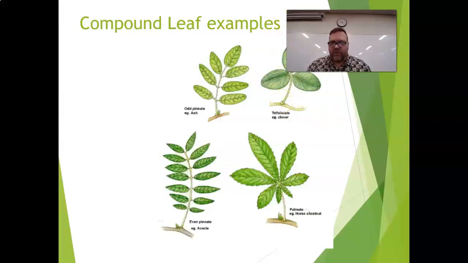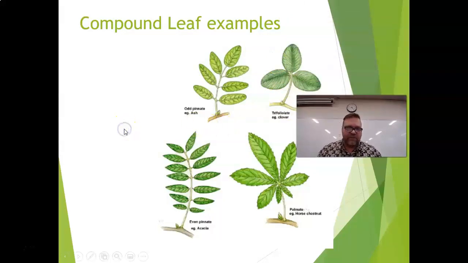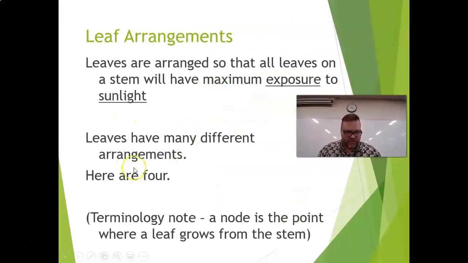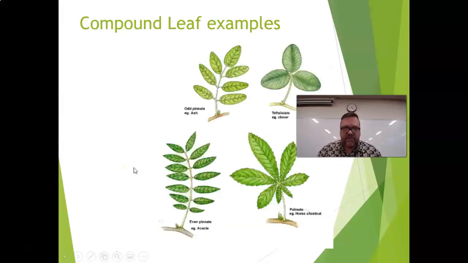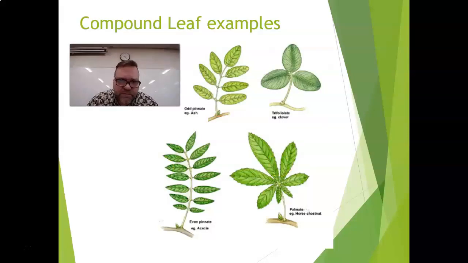Let's talk a little bit about examples of compound leaves. Whoopsie. Let's go back. There we go. So here's some examples. So you have an odd pinnate. You can have a trifoliate. Example is the clover. You can have an even pinnate. Even simply means even numbered. Or you could have a palmate, like the horse chestnut.